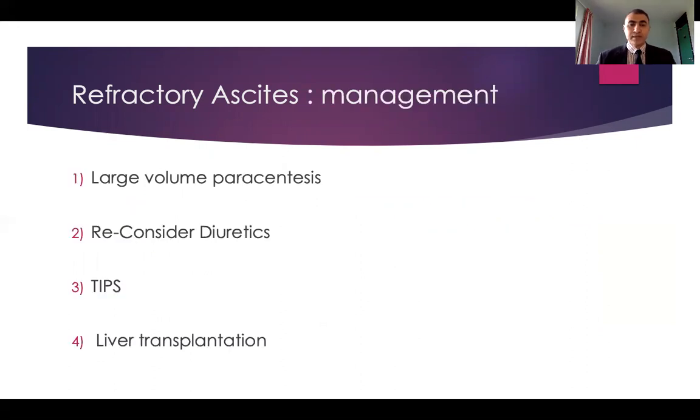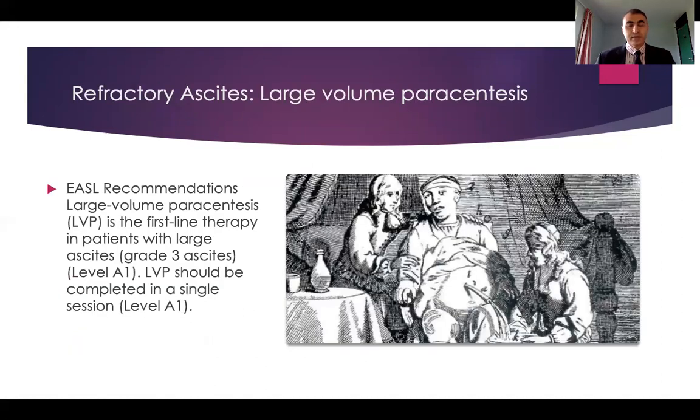The AASLD guidelines for the management of refractory ascites are to go for large volume paracentesis, then reconsider diuretics, then TIPS and liver transplantation. The large volume paracentesis is recommended to be done at once. I remember I had a patient who could drain maybe 17 liters a day.